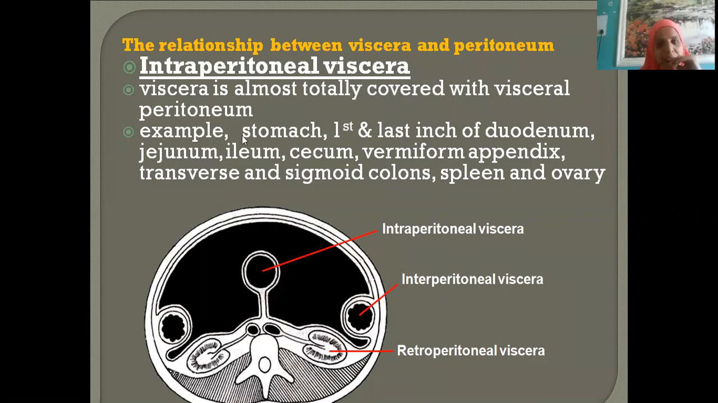For example, stomach, first and last part of the duodenum, jejunum, ileum, cecum, vermiform appendix, transverse colon, sigmoid colon, spleen and ovary. These are the organs which come under the category of completely covered with visceral peritoneum. One example you can remember is enough, that is the stomach.